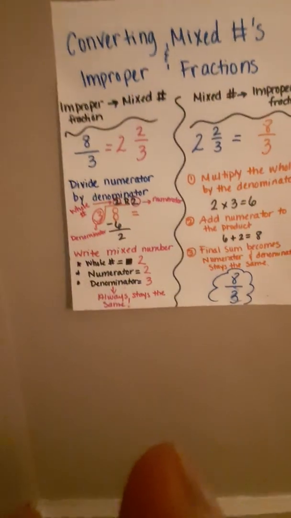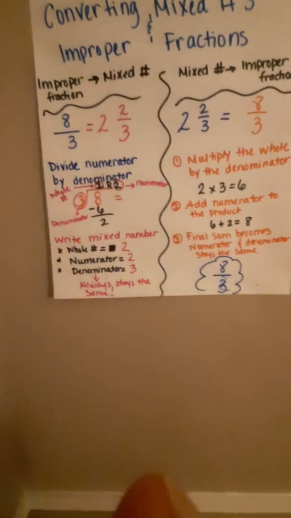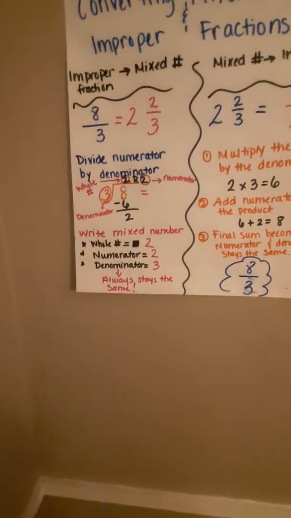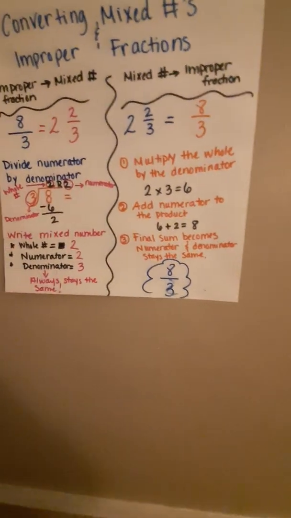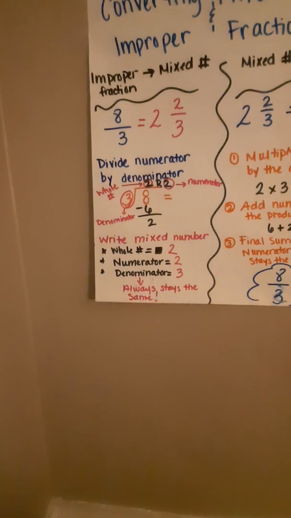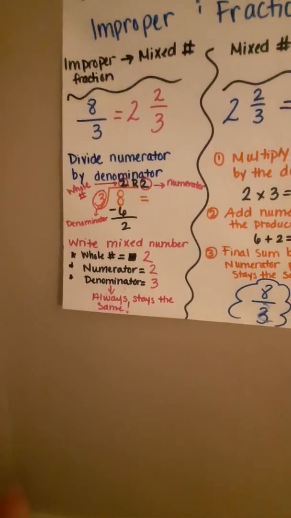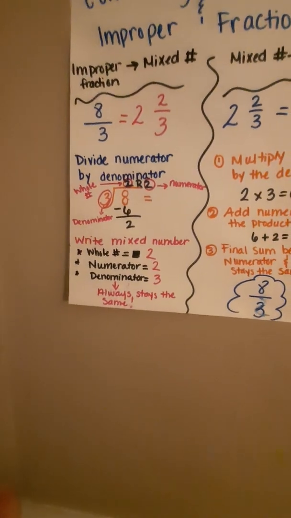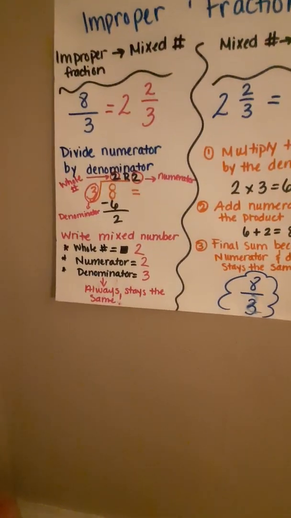Now we are going to be converting improper fractions and mixed numbers. We're going to be converting improper fractions to mixed numbers and then mixed numbers to improper fractions. All right, let's go. So our last example, our final answer was 8/3. So again, we're going to use that. 8/3 equals 2 and 2/3.